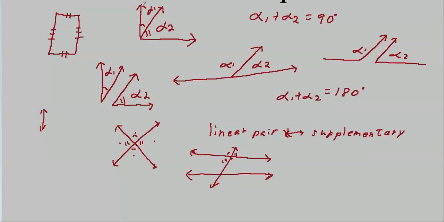So here it is. Complementary. Complementary. Don't have to be connected. Supplementary. Supplementary. Don't have to be connected. Linear pair. They do have to be connected. Vertical angles. Those are the angles produced when two lines intersect, and the opposite angles are equal. That's about all there is to this section. So let's do some exercises.